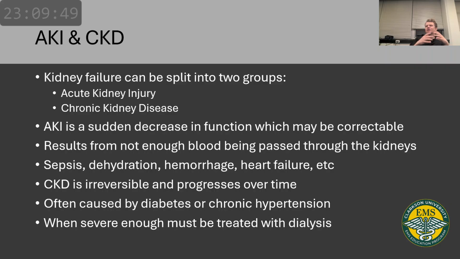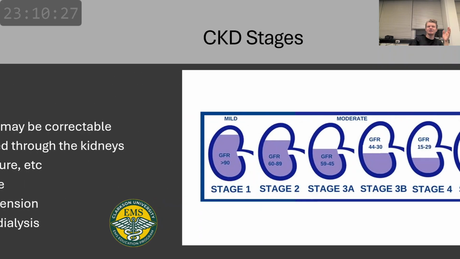Really, any kind of not enough blood or not enough fluid can result in not enough blood getting passed through the kidneys. So sepsis is a big one. We see AKI in a lot of our sepsis patients, really severe dehydration, bad trauma resulting in hemorrhage, severe heart failure, all can cause these acute kidney injuries. CKD is a lot of the same process, but it's irreversible and it continues to progress over time. We most often see this associated with diabetes and chronic hypertension. And when it goes on long enough, we need to treat it with dialysis.